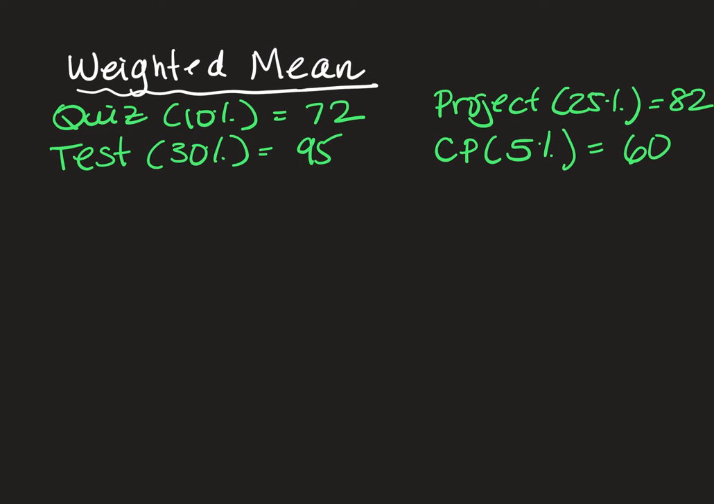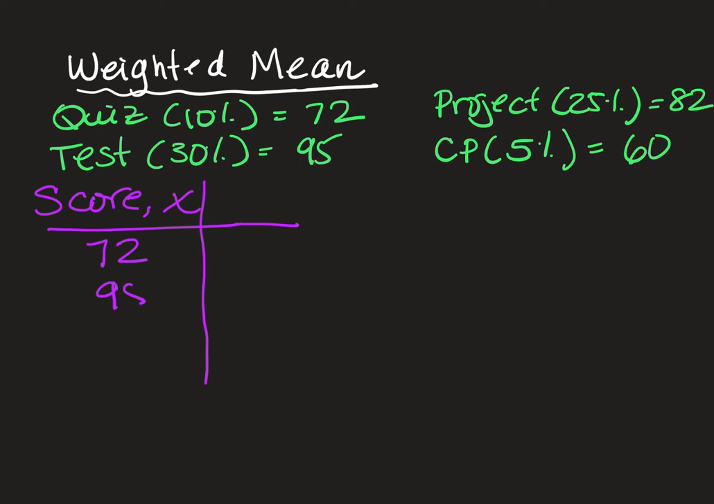So let's set it up similarly to the way we did our grouped mean. I'm going to make a little table here. I'm going to have the score that we got, which is going to really be our x. That's our variable. So this is our quiz. This is our test. Here's our project. And here is our class participation.